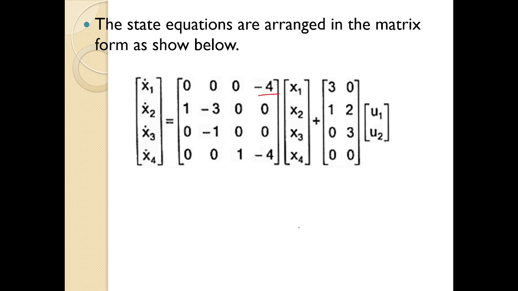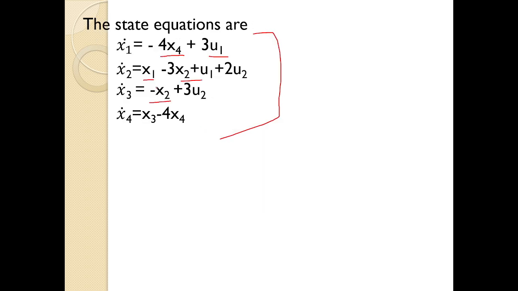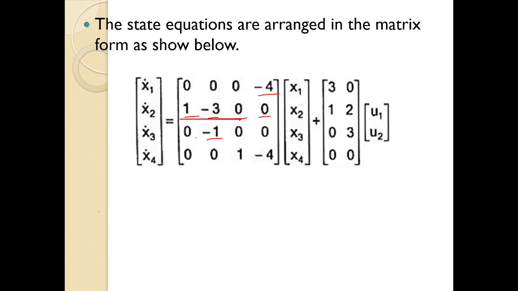Okay, x1, x2. What are the coefficients of x1 and x2? They are 1 and minus 3. x3, x4 are not there, so 0, 0. Similarly for x3 dot, only the x2 term is there, whose coefficient is minus 1. So 0, minus 1, 0, 0.